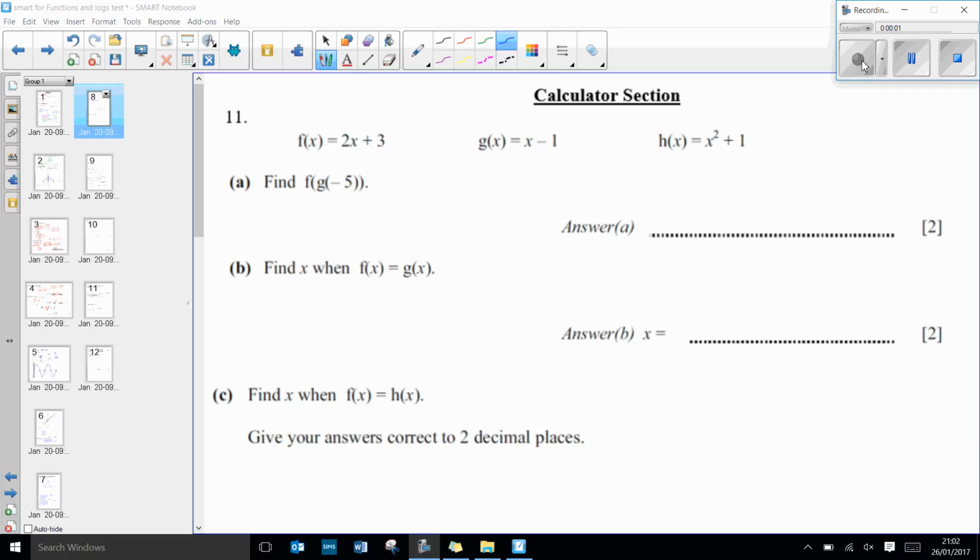Onto the calculator section. I can't get the calculator emulator to work on here, so I'll do what I can and then have to record the rest of it later, I think.